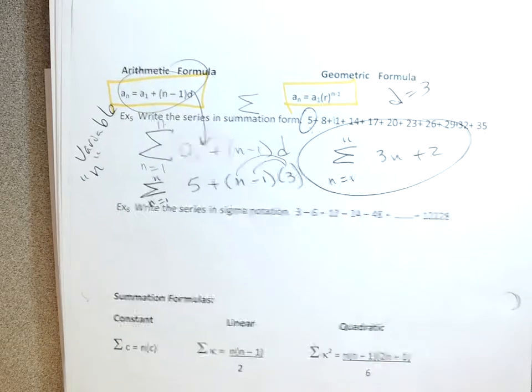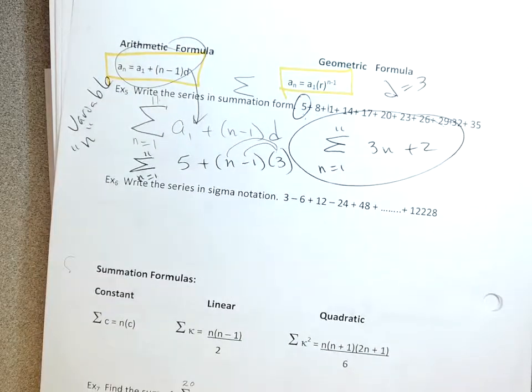Okay, will this work? We'll check it out. Let's see if this works. If I plug in 1, 3 times 1 is 3 plus 2 is 5. Boom. If I plug in 2, 3 times 2 is 6 plus 2 is boom. If I plug in 3, 3 times 3 is 9 plus 2 is boom. This formula works. And we're going to do it all the way until we plug in 11. If we plug in 11, boom, we'd have 35.